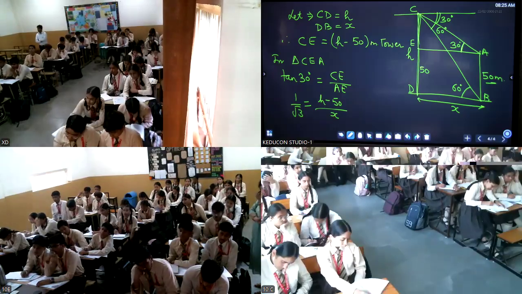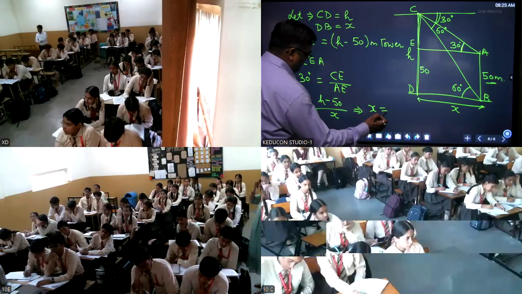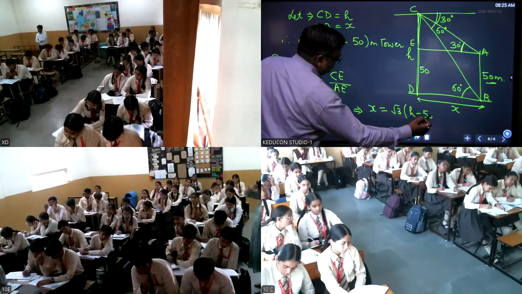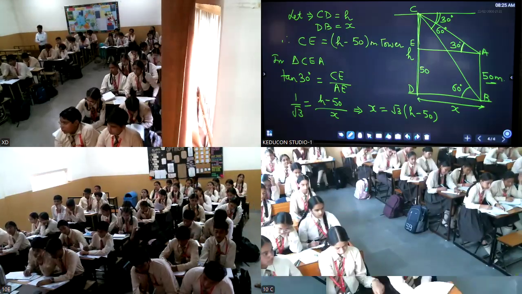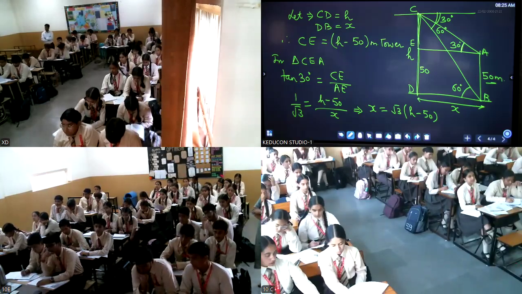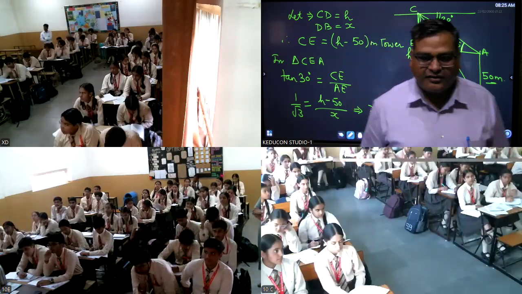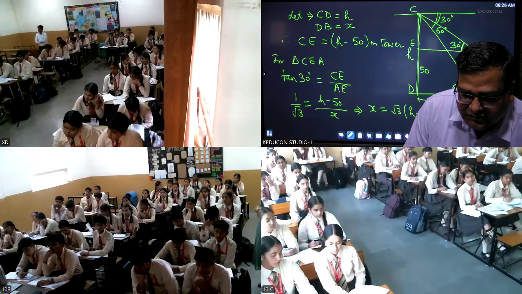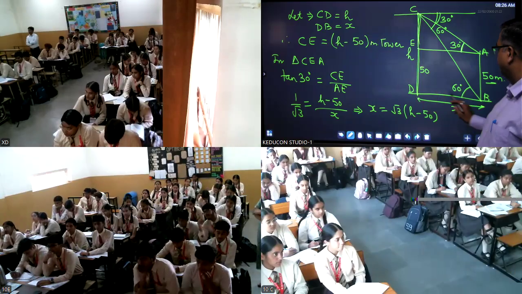Anything not clear? इसको जब आपने सिंप्लीफाई किया क्रॉस मल्टीप्लाई करके, तो you got x equal to root 3 into h minus 50, right students? Any doubt बच्चों? Any doubt? हाँ जी बच्चों, कोई डाउट? No, sir. राइट.